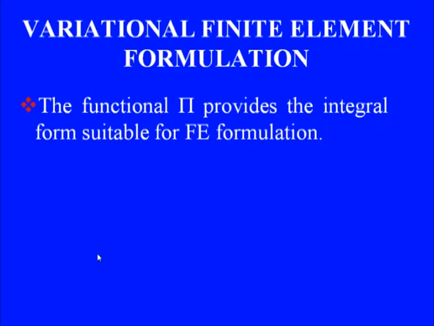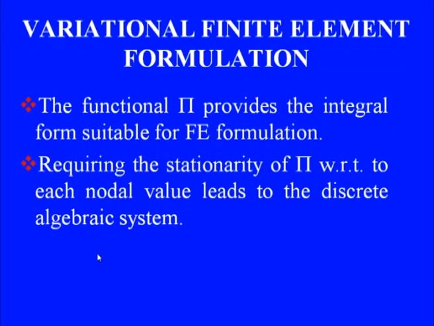So, now let us have a look at the variational finite element formulation. We have got the functional pi, so that is the one which provides the integral form. For instance, this is similar to the weak form which we have derived earlier using weighted residual formulation. So, we have already got something similar to a weak form for finite element formulation, and all that we would require now is stationarity of pi with respect to each nodal value, which should lead us to the discrete algebraic system. And if pi is quadratic, then the preceding step results in a linear system K is equal to b, which will have some nice properties. But before that, let us have a look at how we reach this stage.